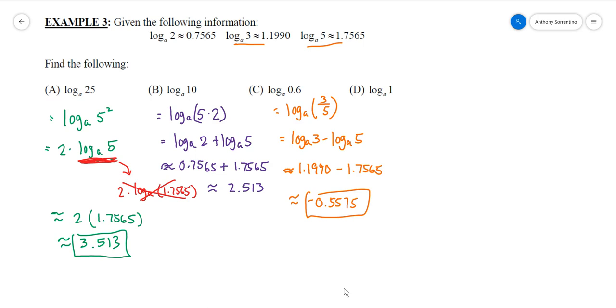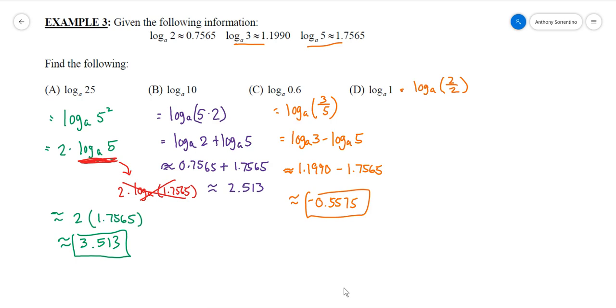And then D is actually a lot easier if you think about what it's saying. You could sit there and say that's equal to the log base A of maybe 2 divided by 2, or 3 divided by 3, or 5 divided by 5. It doesn't really matter. And then use the quotient property.